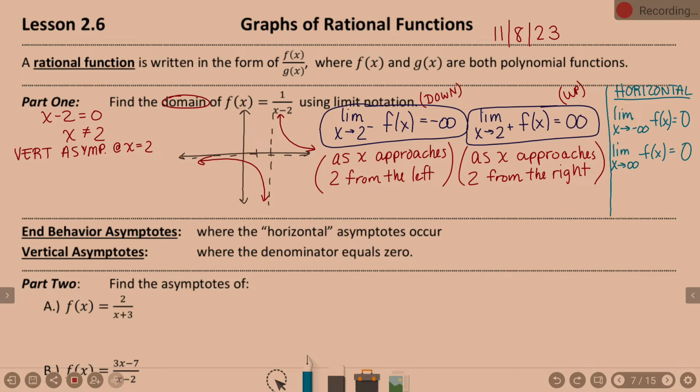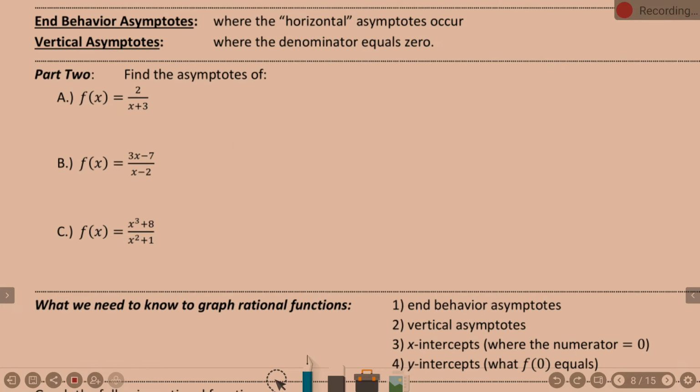So we already talked about this. In end behavior, that's where your horizontal asymptotes occur. Okay, so what is your graph doing as it goes off to the ends, left and right? Vertical asymptotes happen when the denominator equals 0. Old news there. Okay. We're going to find the asymptotes, but then we're going to express these answers in terms of limits again. So what do we have in the way of asymptotes here?